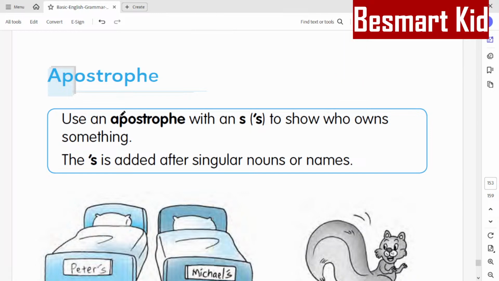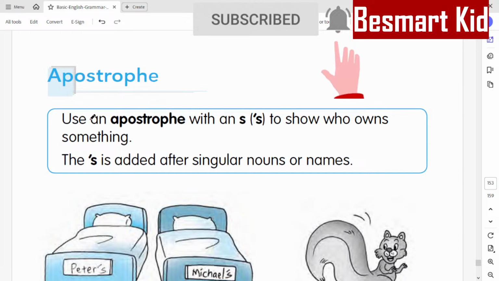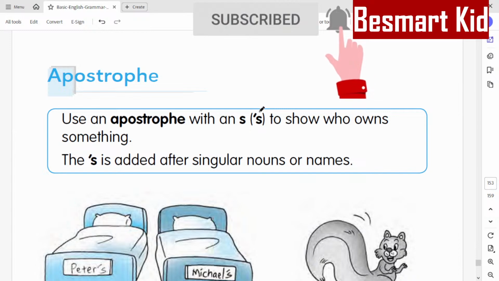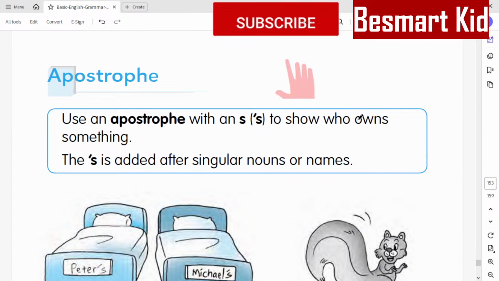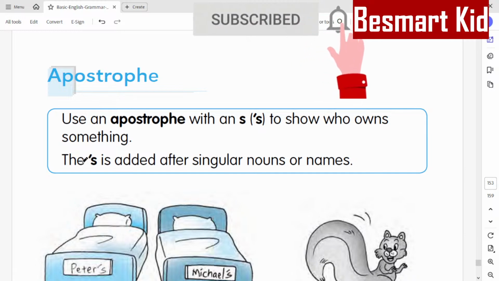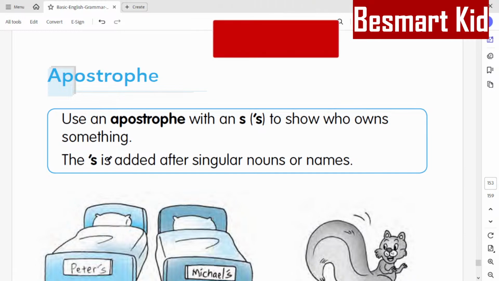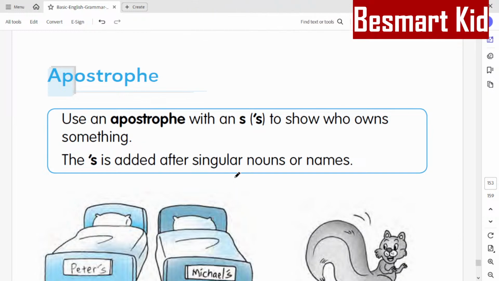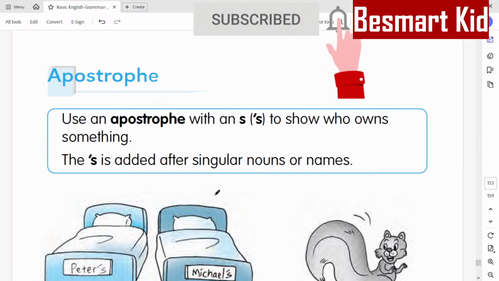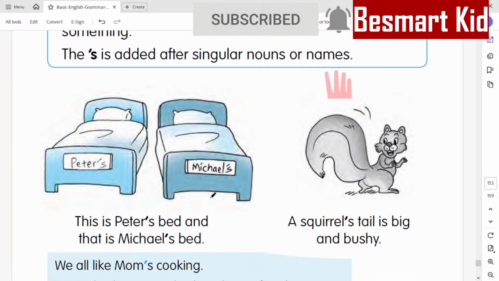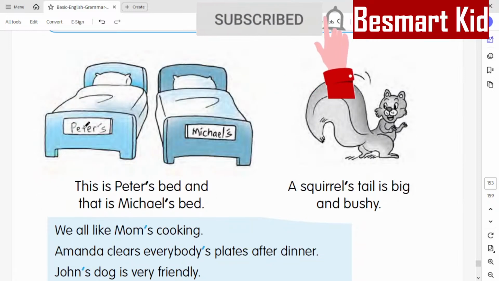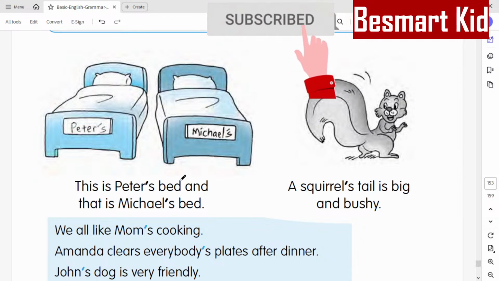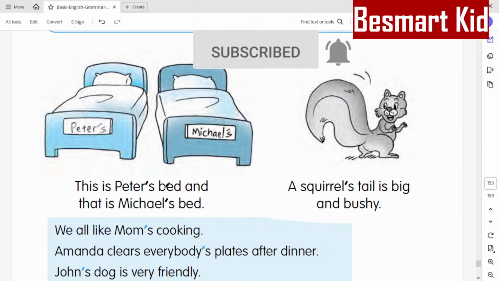We have the apostrophe. Use an apostrophe with an S to show who owns something. The apostrophe then S is added after singular nouns or names. For example, this is Peter's bed and that is Michael's bed.